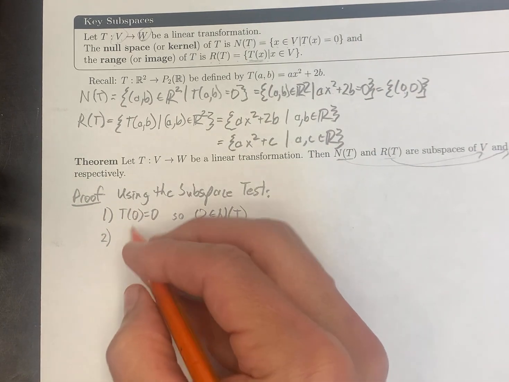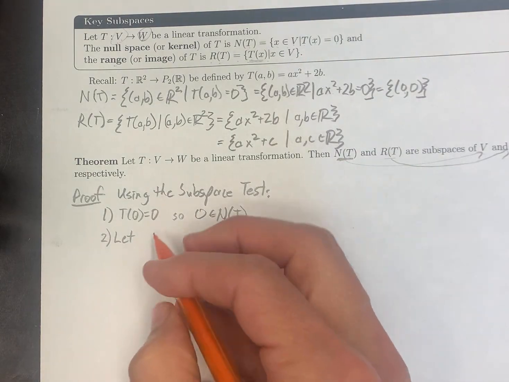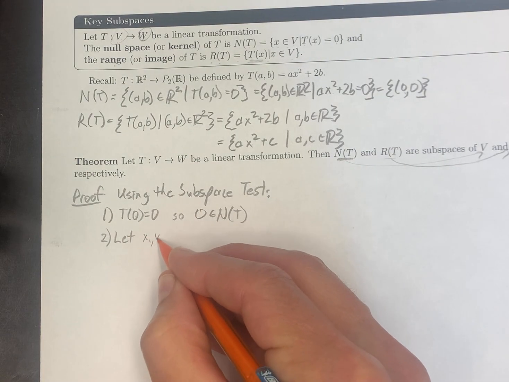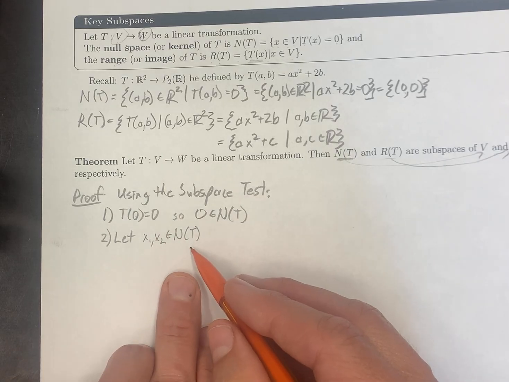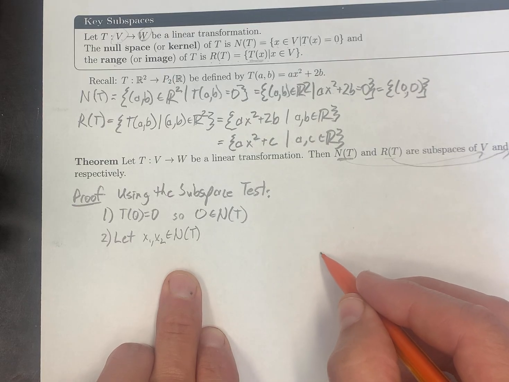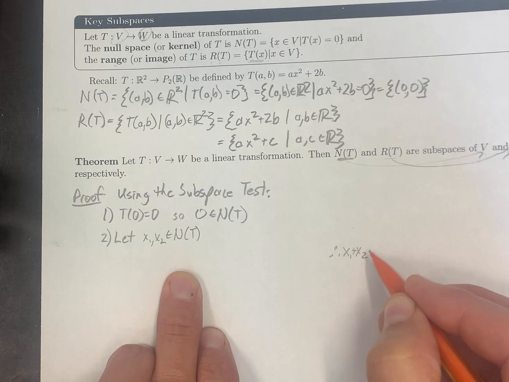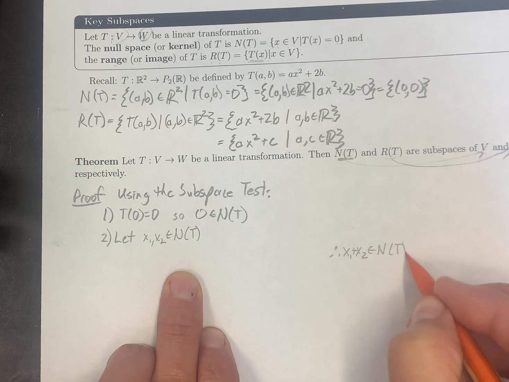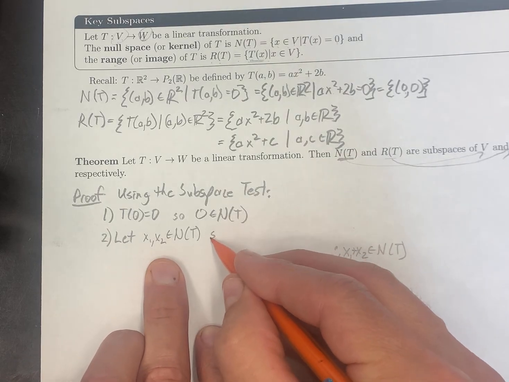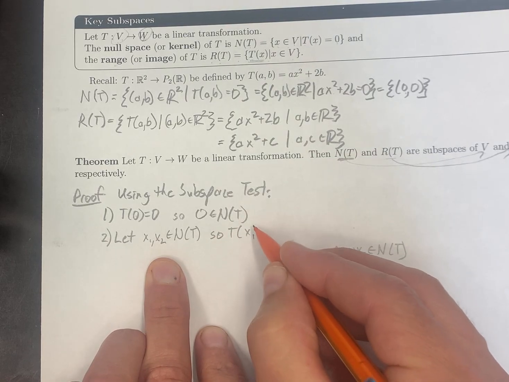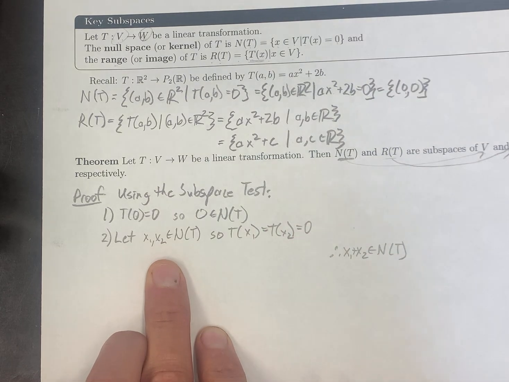Okay, 2. Let's pick two things in the domain. Sorry, let's pick two things in the subset. Let x1 and x2 be in the null space, okay? And where do we want to end up here? Well, we want to end up with, therefore, x1 plus x2 is in the null space. But let's just think about what this means. What's it mean that those two things are in the null space? It means T of x1 is 0 and T of x2 is 0. You can just consolidate that to one line.